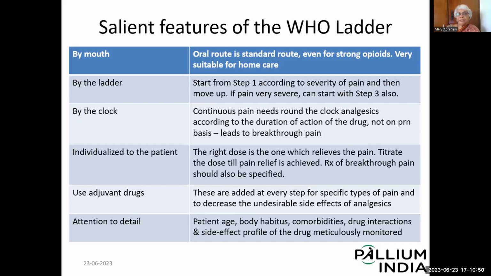The second important feature of the ladder is that it's given by the ladder. That means usually you start with step 1, and according to the severity of the pain, you move up the ladder. But sometimes when the pain is very severe, you can omit one step in between, or you can start with step 3. That will be dealt with when we do the step 3 drugs. That is, you do a morphine titration, and then you can start off with morphine directly if the pain is very severe, agonizing pain. The third important characteristic of the ladder is that it's given by the clock.